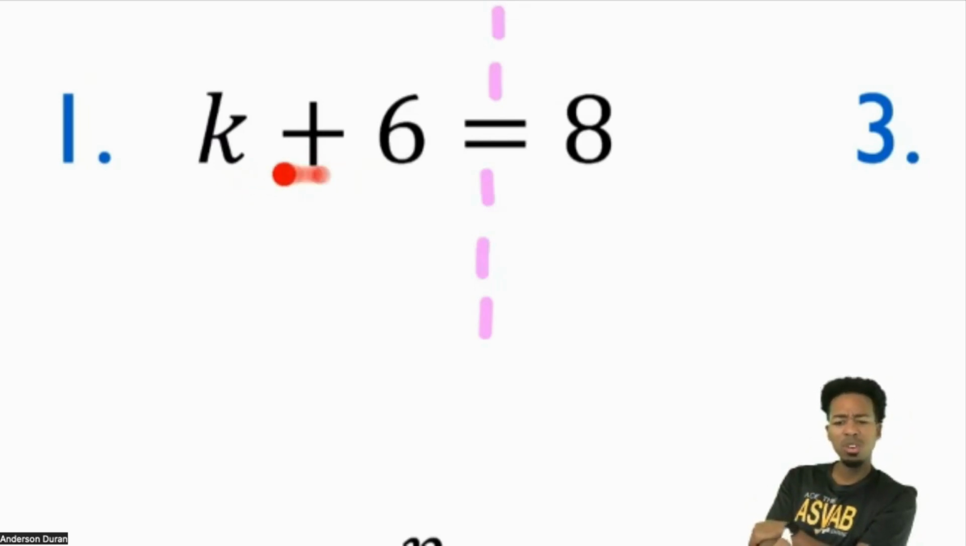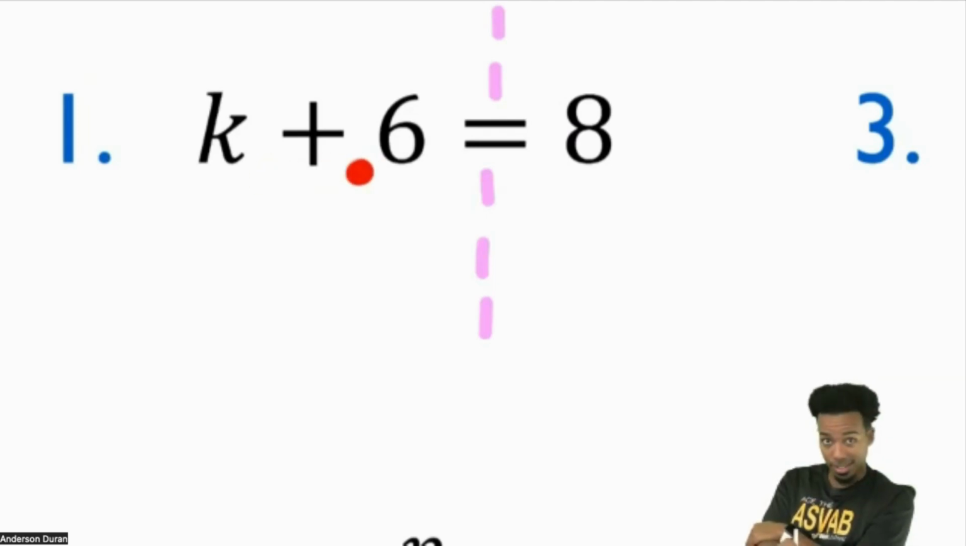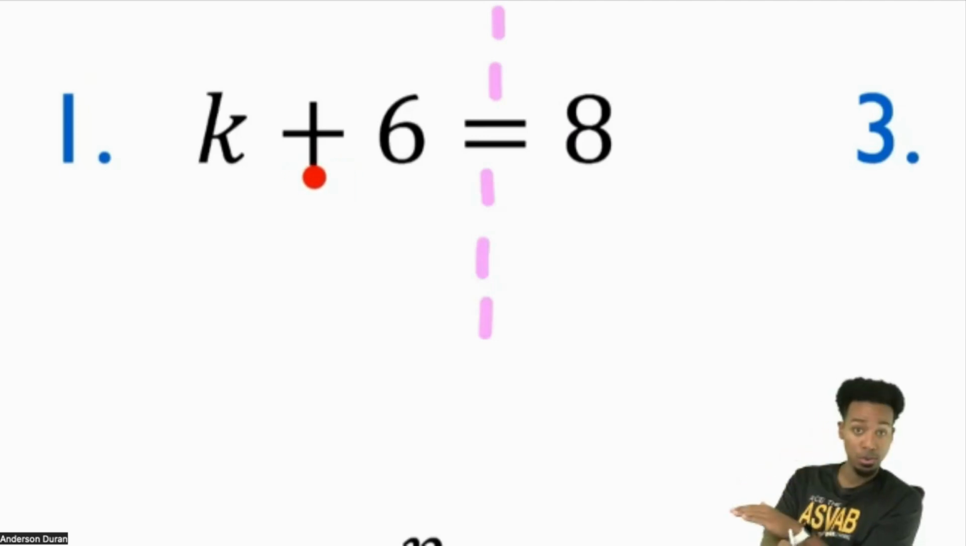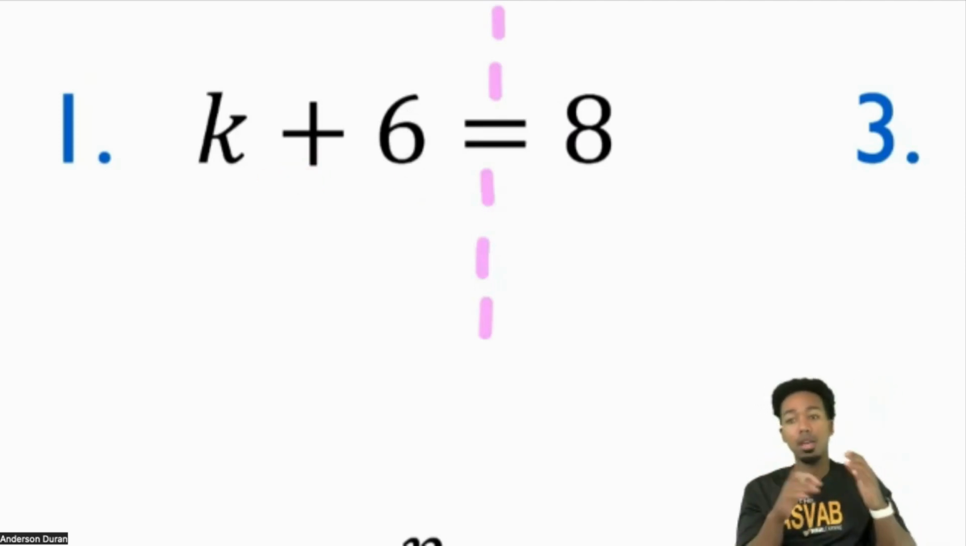Everybody, question: can you combine the k and the 6? No, you cannot. That is not 6k. That is simply k plus 6. You can't combine anything. Leave that alone, okay? Leave that alone. Now, let's talk about step 2.